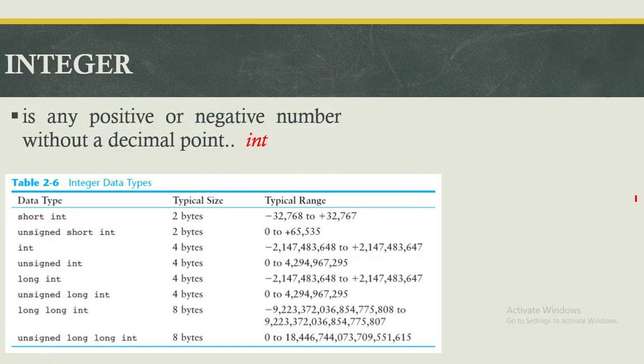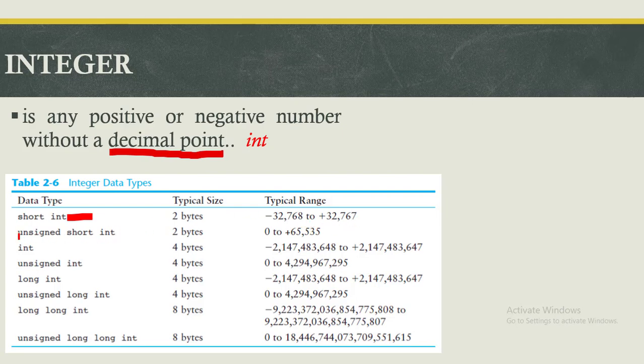We begin with the first type of primitive data type, which we refer to as an integer. An integer is any positive or negative number that does not have a decimal point. We normally have different forms of integer data types. A short int ranges from negative 32,768 to a positive value.